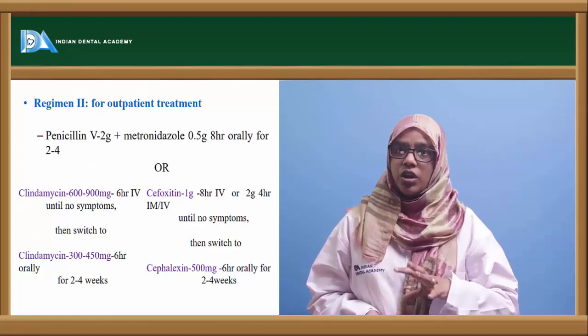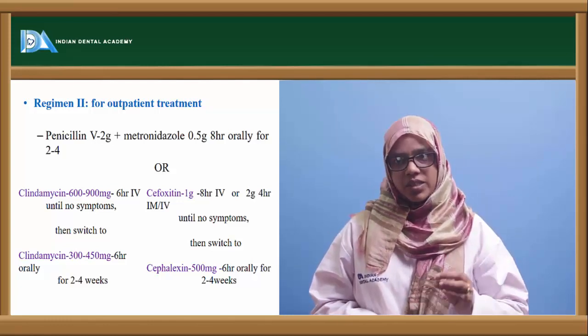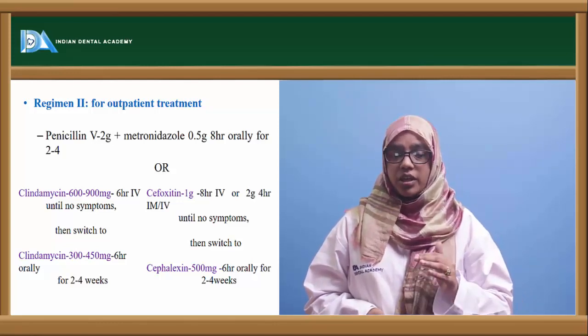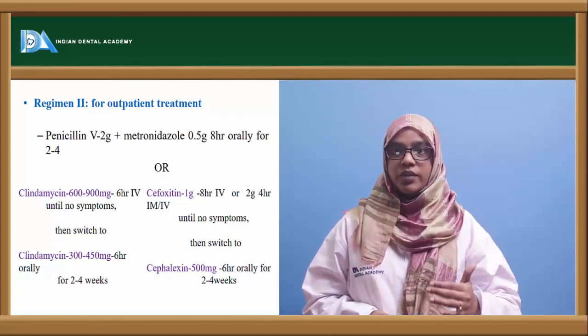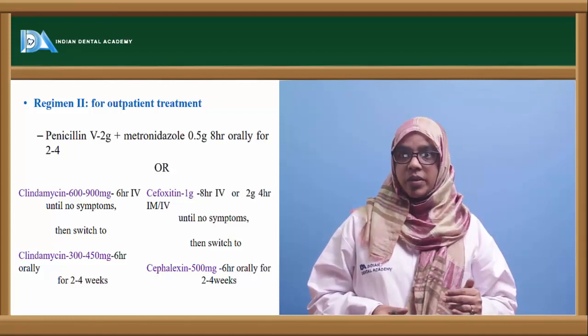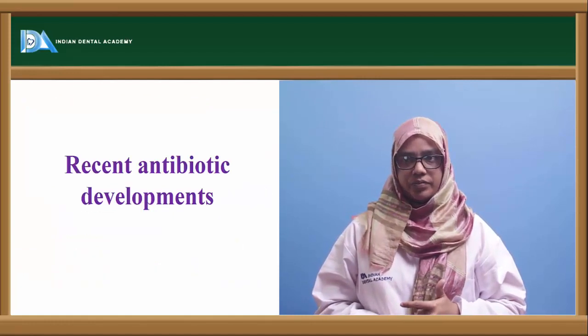Now, if the patient is on an outpatient basis, you will give penicillin V plus metronidazole 0.5 gram 8 hourly orally for 2 to 4 days. Okay. If the patient is resistant to this, or allergic to this, you will give clindamycin. If the patient is resistant to clindamycin, you will give cefotaxime or cephalexin.